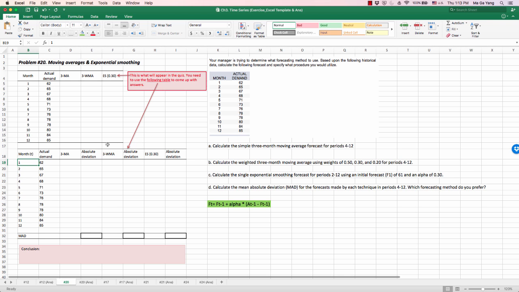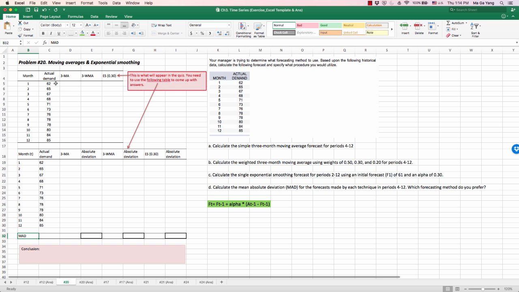Okay, now let's solve problem 20, moving averages and exponential smoothing method. Here, three different forecasting methods are given: 3 months moving average, 3 months weighted moving average, and exponential smoothing method with alpha 0.3. Then, using MAD, mean absolute deviation, you need to determine which method is the best forecasting method. Since MAD indicates the forecasting error, the smaller the MAD, the better the method. So we have to determine the best forecasting method with the least MAD.